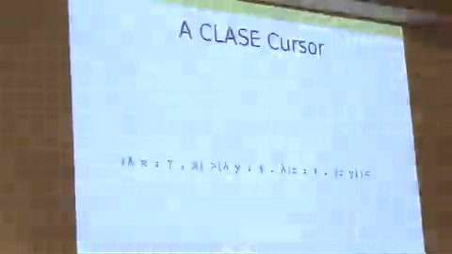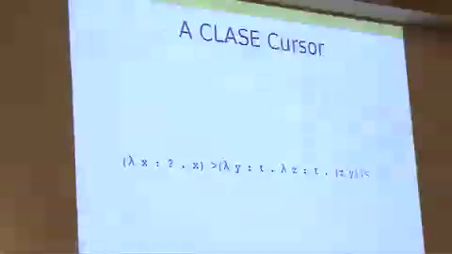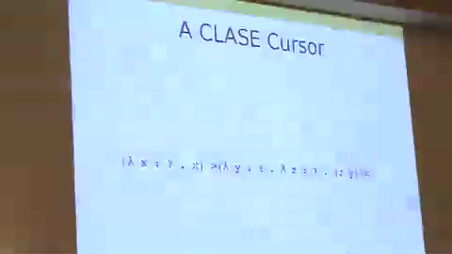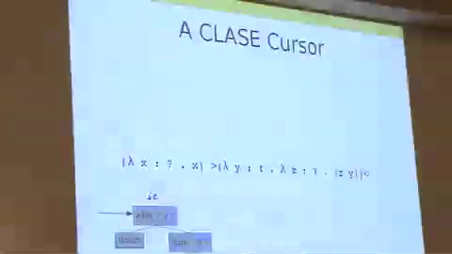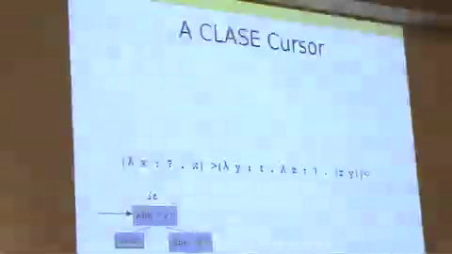So very quick intuition about the CLASE cursor. Assume we have this kind of term. The idea is the focus is on the right-hand side of the application. So we have a current focus, which is obviously the term structure that's on the right-hand side of the application. And then we have a context. And the context is going to be a stack of constructors with holes in them. And these things are going to be auto-generated.